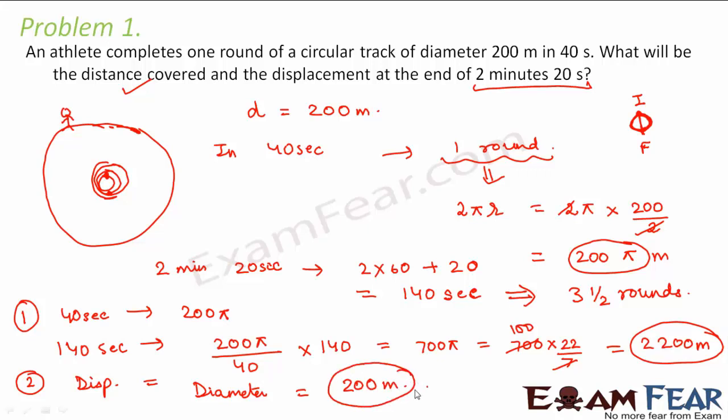You understood how we calculated it? Distance was simple. We first saw that in 40 seconds he covered this much distance, therefore in 140 seconds he will cover this much distance. When talking about displacement, we have to determine the initial and the final point. To determine them, we should know how many rounds he will cover in 140 seconds. So that is what we did. First, we calculated that in 140 seconds he will cover 3.5 rounds. Using that, we were able to find the initial point and the final point, and with that we could find the displacement. Okay, now let us look at the next problem.